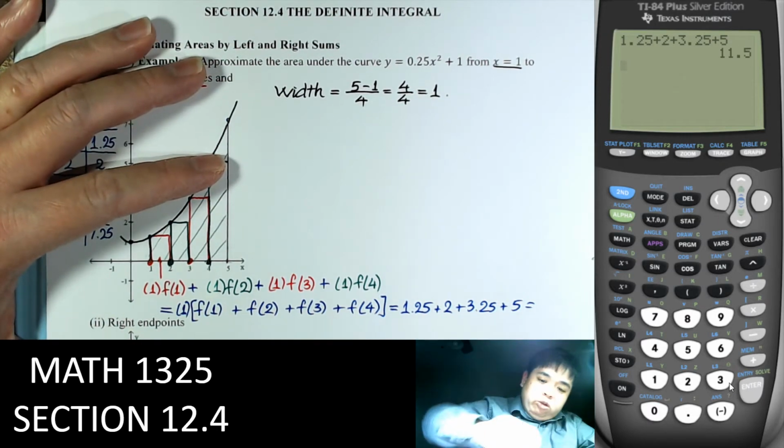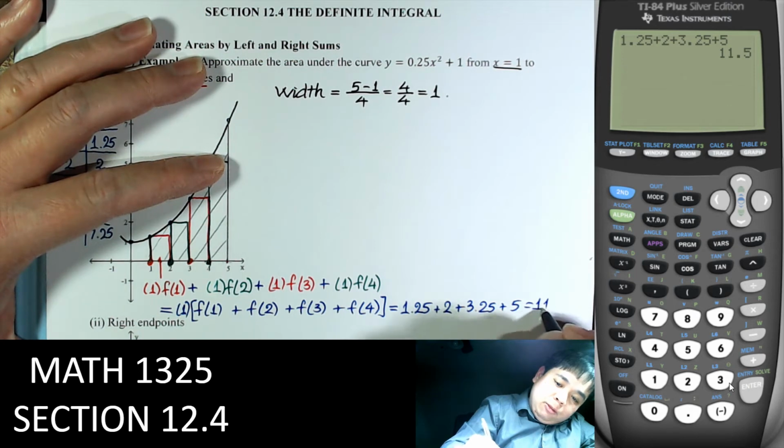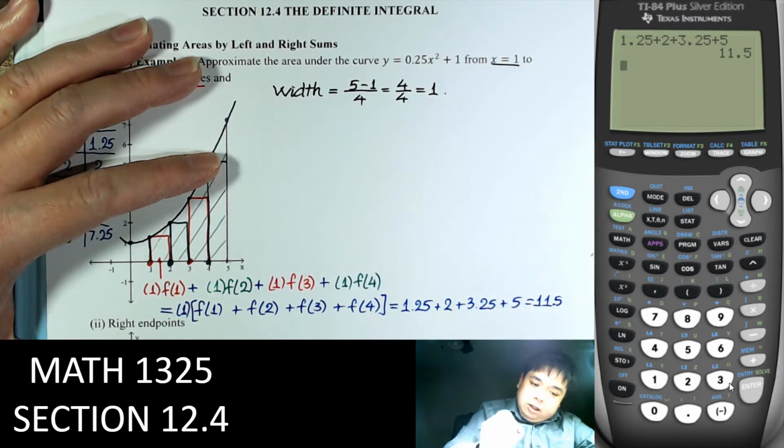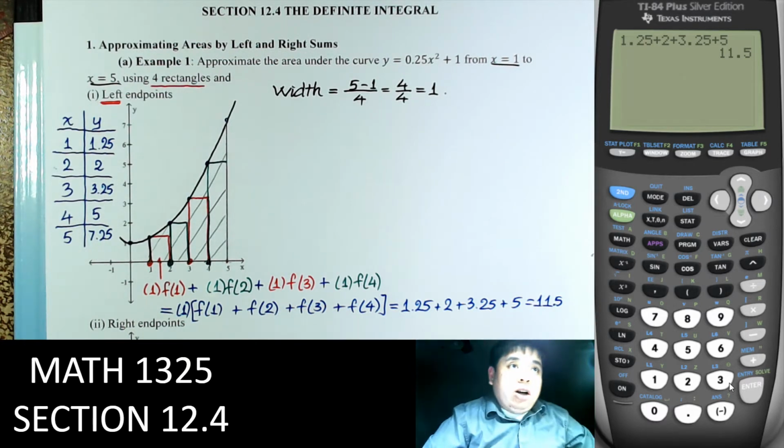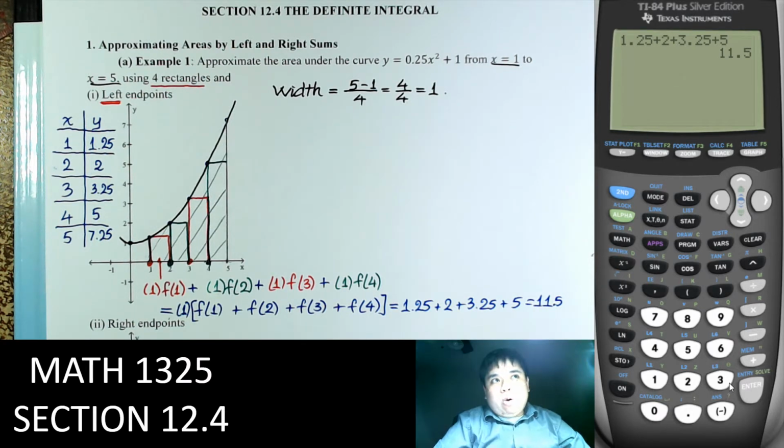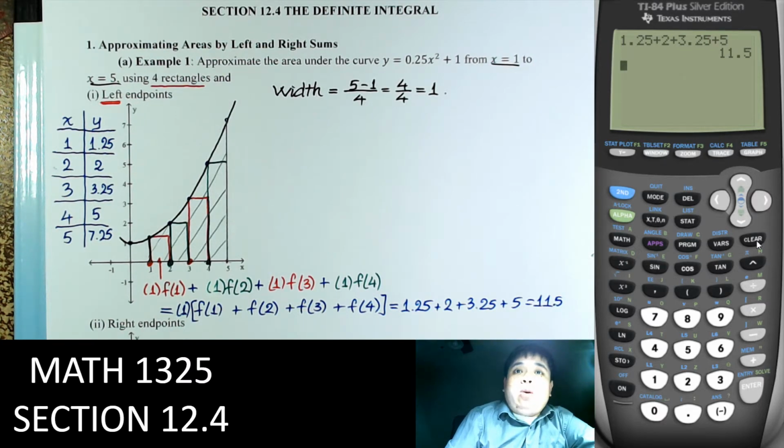Right, 11.5. So that is the estimate of the area under the curve using 4 rectangles from 1 to 5 and using the left endpoint. That's what we have. Now of course we can use the calculator for this too.